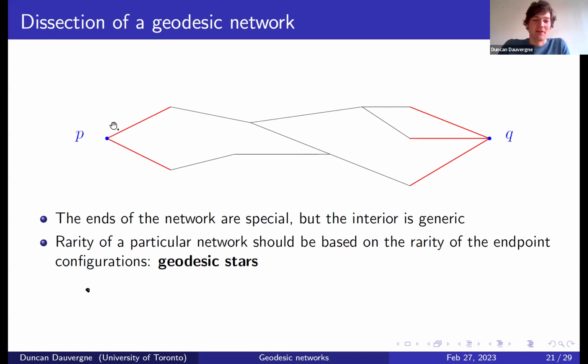So we have a geodesic star at P. I'll call this a geodesic 2 star because we have 2 disjoint geodesics coming out of P, and we have a geodesic 3 star at Q because we have 3 disjoint geodesics going into Q.